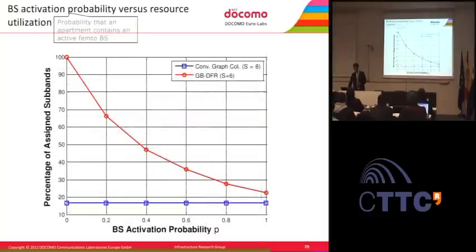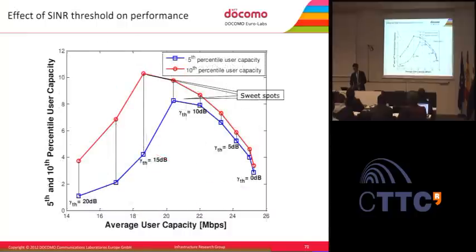And the question is, what happens when you change this SINR threshold? So we looked at the 5th and 10th percentile user capacities, which represent the cell edge user capacities. At the same time, we varied the SINR threshold for constructing our interference graphs. And we noticed quite a nice effect. This graph is quite complicated. On the x-axis, we have the average per-user capacity, and on the y-axis we have the 5th and 10th percentile user capacity. So we want to be as far in the right-hand corner as possible.